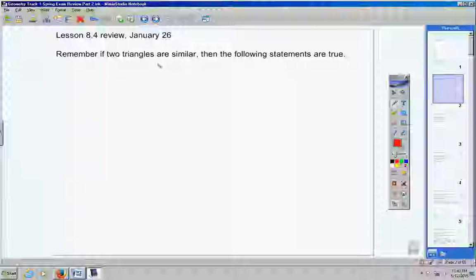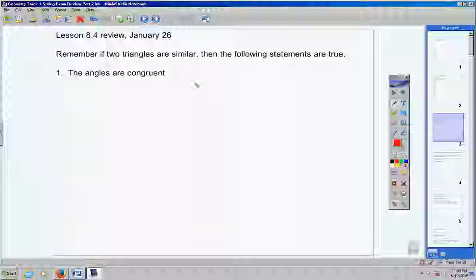Similar triangles. Now remember, if two triangles are similar, then the following statements are true. Because we know this, anytime two figures are similar, then these following statements are true. So that also would include triangles. So remember, if two figures or if two triangles are similar, these statements are true. Copy this in your notes, please.